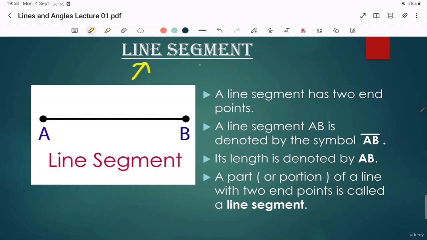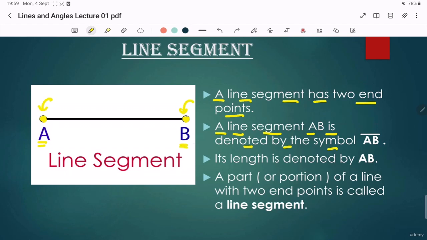First of all, let's see what a line segment is. A line segment has two endpoints. A line segment AB is denoted by this symbol. A line segment has two endpoints. This is one endpoint and this is another endpoint. We have named this endpoint A and this endpoint B.